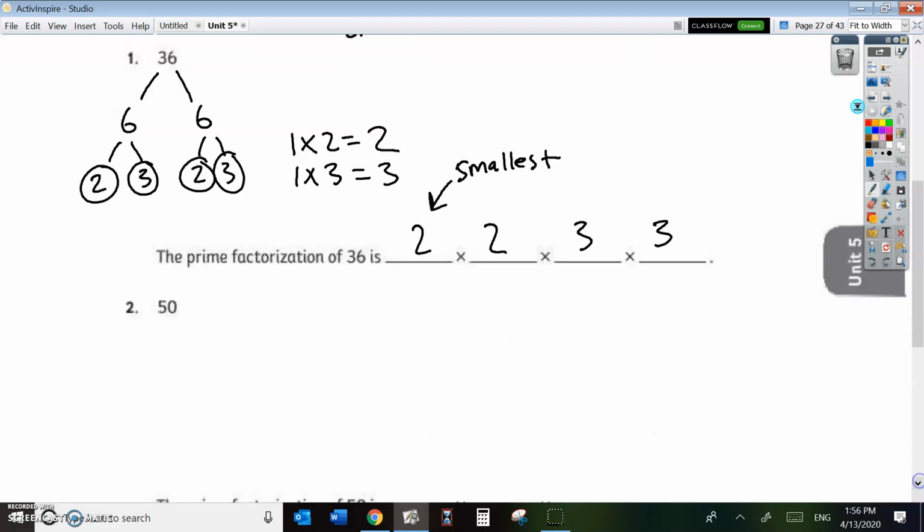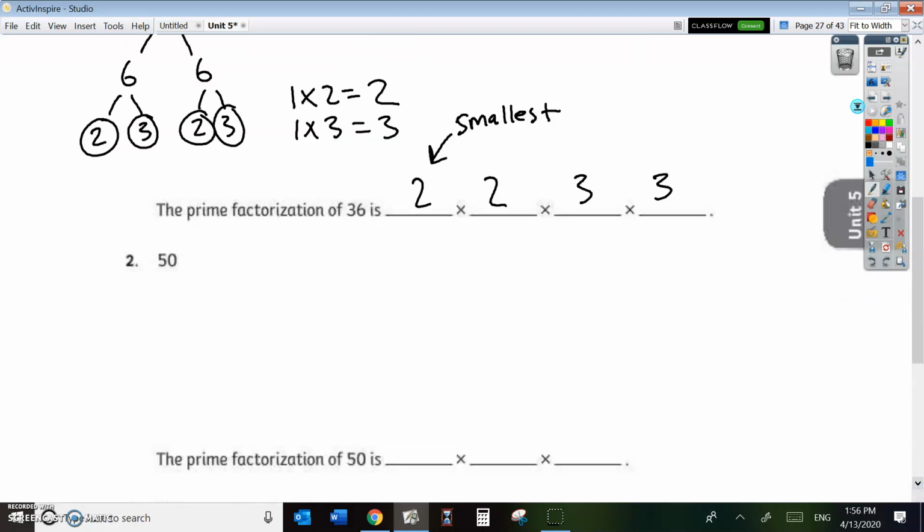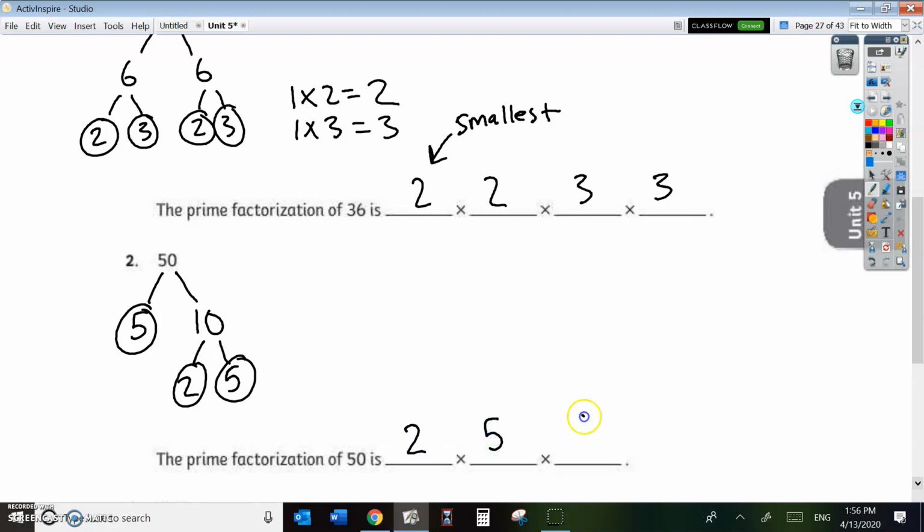Okay, the prime factorization for 50. Start with the factor tree. Start with something that you know. I like to keep it simple, 5 and 10. 5 is a prime number. 10 is composite. Okay, so the prime factorization for 50 is 2 times 5 times 5.